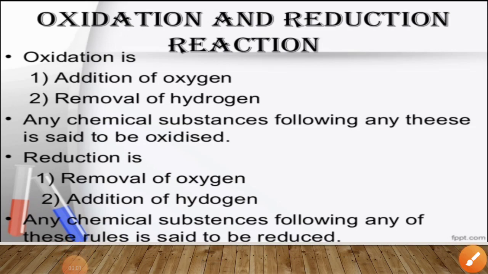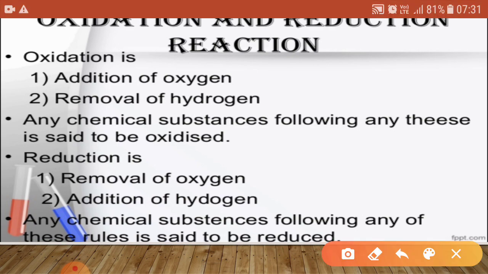Good morning, students. Today we will discuss the topic of oxidation and reduction in Chapter 1, Chemical Equations and Reactions. So, how can we define the term oxidation? There are basically two concepts about oxidation and reduction. One is the classical concept and the other is the electronic concept. First of all, we will discuss the classical concept.